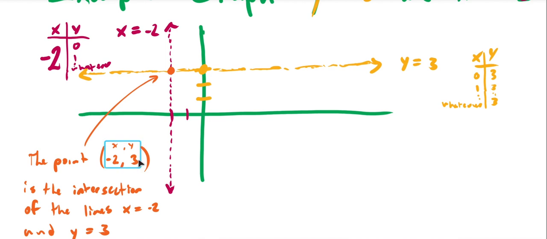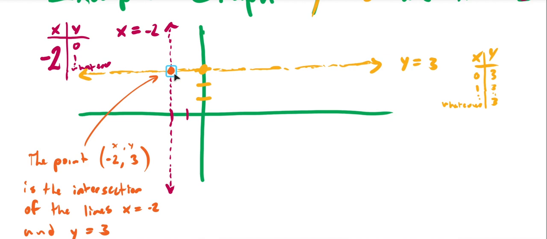Now, I want you to take a look at the intersection of these two lines for just a moment. The line y equals 3 and the line x equals -2. Where do they hit each other? Where is it simultaneously true that y is equal to 3 and x is equal to -2? It's right here at -2, 3.